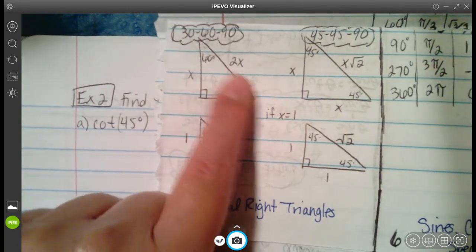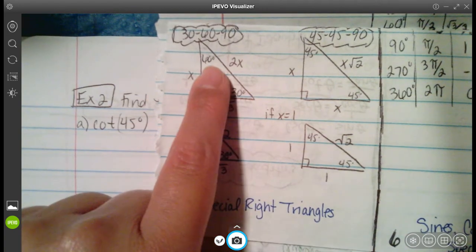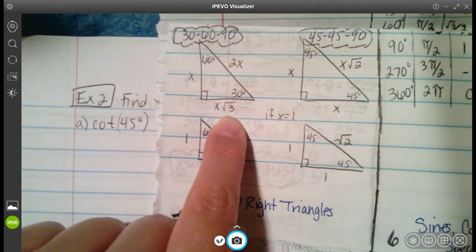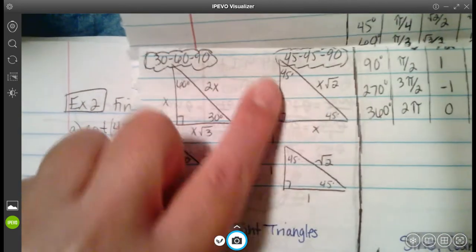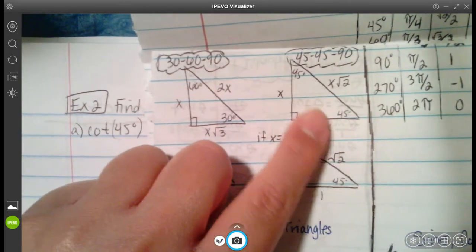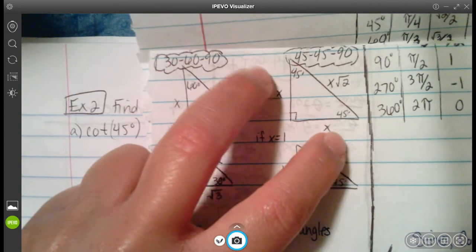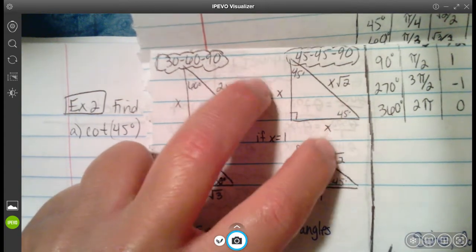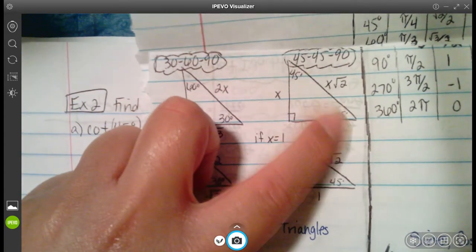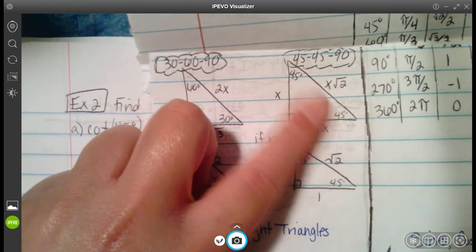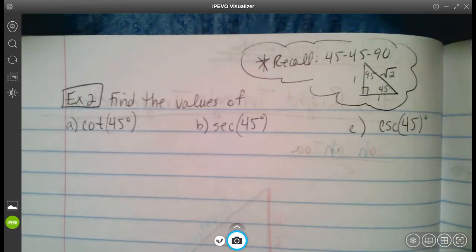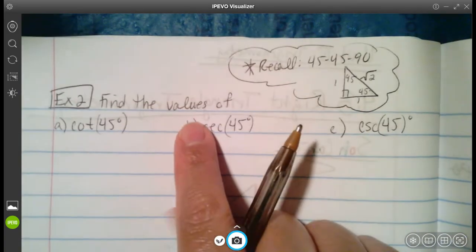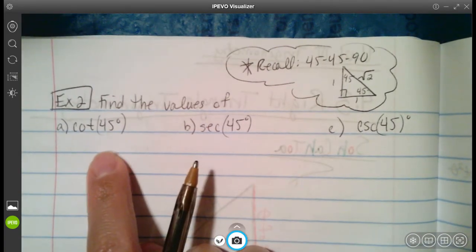Okay, they follow a pattern where you have a 30, 60, 90. Across the 60 is x square root of 3. Across 30 is x. Across 90 degrees is 2x. The 45 is a little bit easier because these are the same, so therefore the sides should be the same. So x, x, and then the hypotenuse is just x square root of 2. And you can prove these using Pythagorean theorem and all that. We'll do that later. So the first one is cotangent of 45.